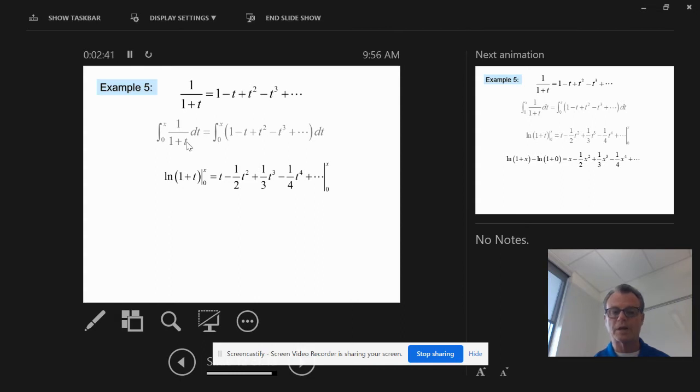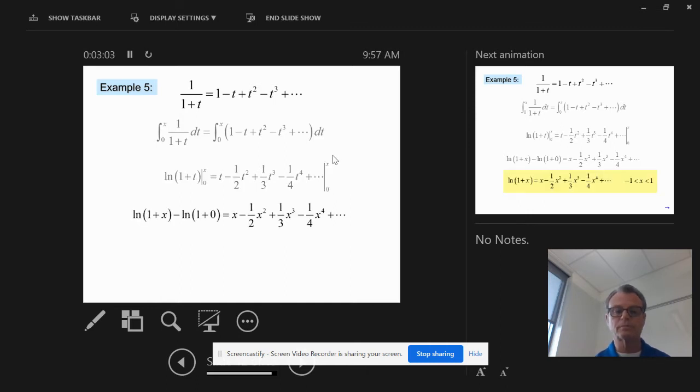On the left side, we would get ln of the denominator, from the upper limit, subtract the lower limit. On the right side, this 1 is dt, so this 1 goes to t. This is negative t to the first. 1 plus 1 is 2, divided by 2, negative 1/2 t squared, and so on, from 0 to x. So on the left side, we put in the upper limit, subtract the lower limit. And the lower limit is going to be ln 1, which is 0.